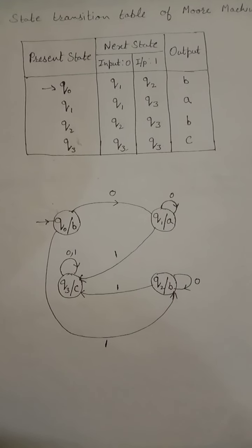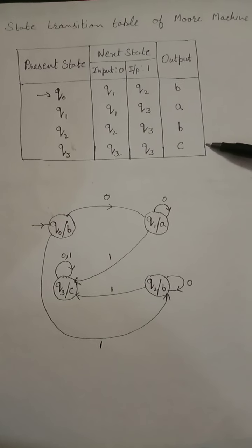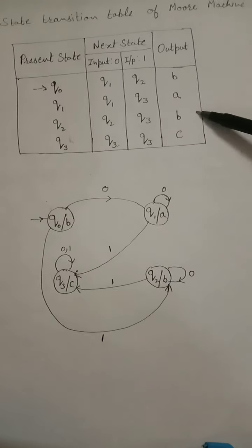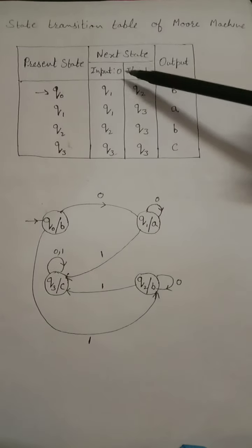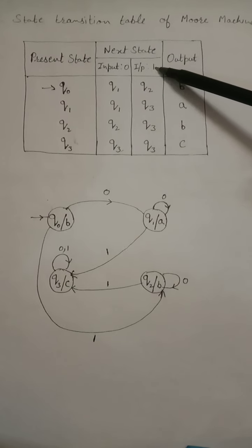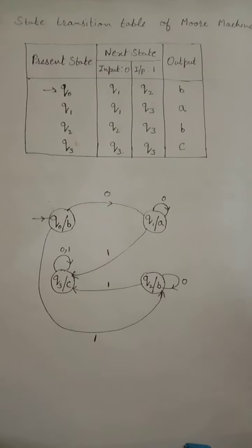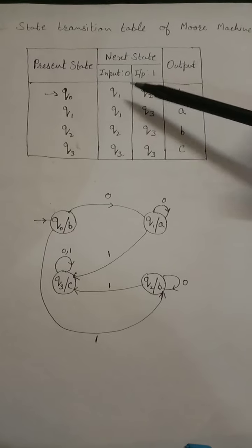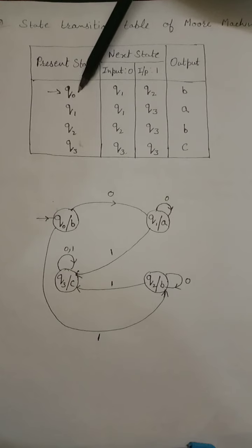Now this is for the Moore machine. This transition table is for the given Moore machine. In the transition table of the Moore machine, the first column is again for present state, then next state for inputs 0 and 1, and the last column is for output. These outputs are associated with the present states only.